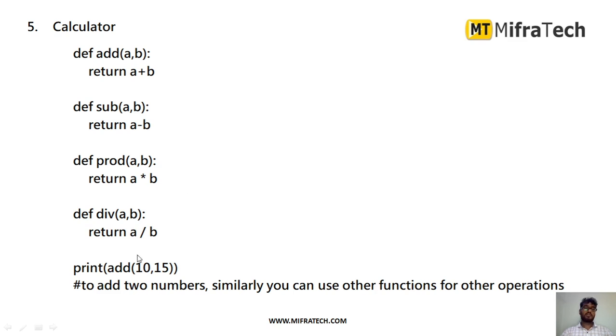In order to call those functions, I just have to call the name of the function and pass the arguments. Here I am showing just one example, print add of 10 comma 15. I am calling the function add, so the control will go here, and 10 and 15 will be collected by a and b. I am adding 10 plus 15, that is 25, so it will return 25 as output. I am printing the 25, so my final output will be 25. In the same way, we can call the subtraction function, multiplication function, and division function. So this is a simple calculator program.